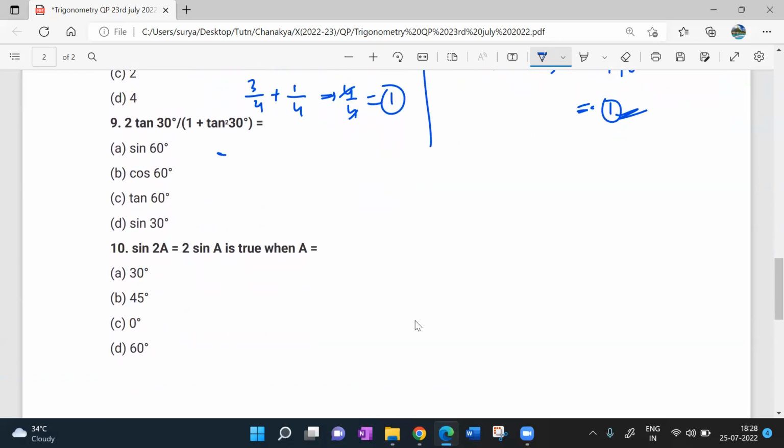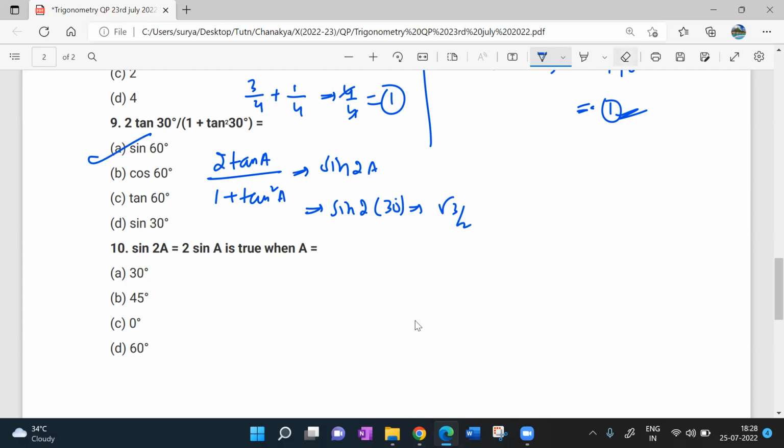And again, this formula is looking like 2 times tan A by 1 plus tan square A. The formula is the sin 2A formula. So sin of 2A, where A is 30. So sin 60, root 3 by 2, is the answer. Option A is correct. Sin 2 into 30 is sin 60, or not?